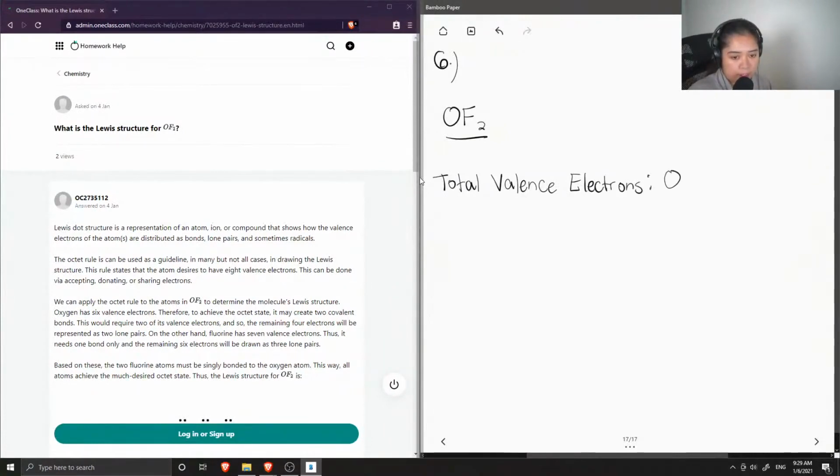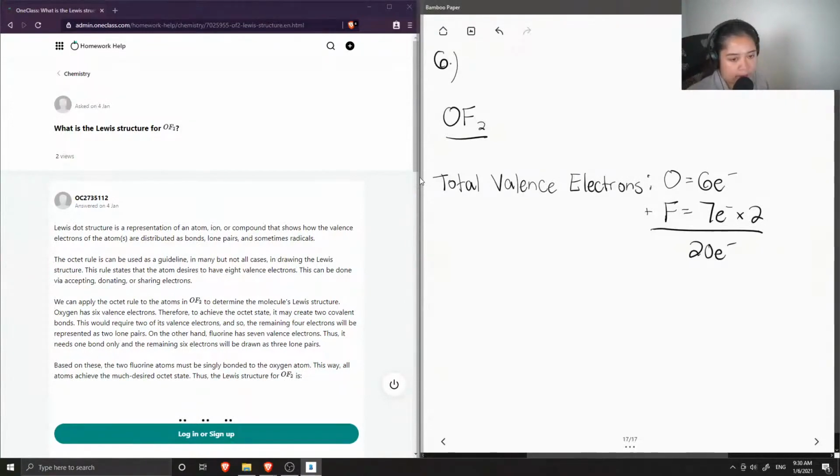So the oxygen atom contains 6 valence electrons, and a fluorine atom contains 7, and there are 2 of them. So 14 plus 6 is 20.